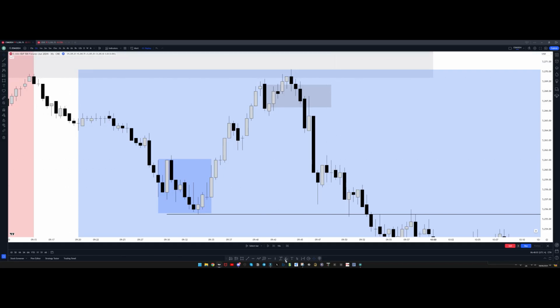And what you've got to understand is, this is a market maker model on a lower time frame. This is a market maker model on a lower time frame. Look how many market maker models there are. And this is on a 30-second chart.